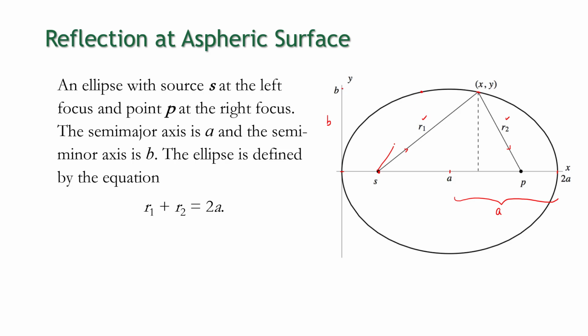If you choose that point, this would be your R1 and this would be your R2. So for this point also, R1 plus R2 would be 2A. Any point you choose on this ellipse, you get the same result. If you want to choose a point here, that would also work. So this would be your R1 and that would be your R2, and the sum of those two distances would be 2A.